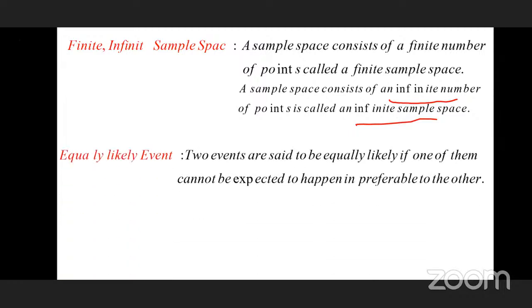Next, there are different types of events: equally likely events, exclusive events, exhaustive events, independent events, and dependent events. For example, equally likely events: two events are said to be equally likely if one of them cannot be expected to happen in preference to the other one.